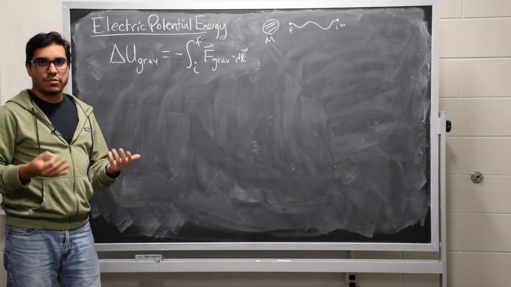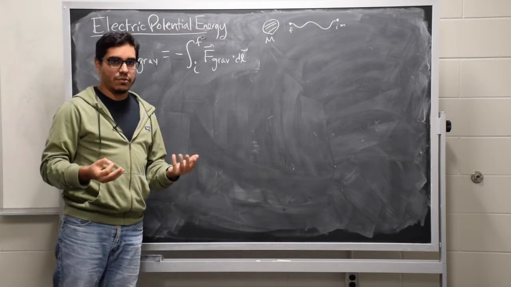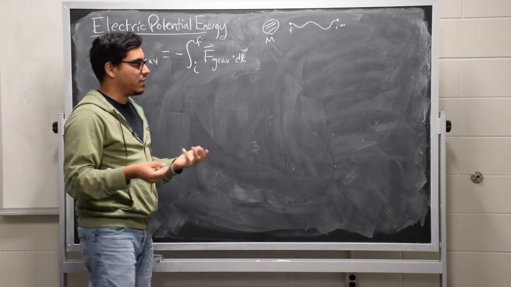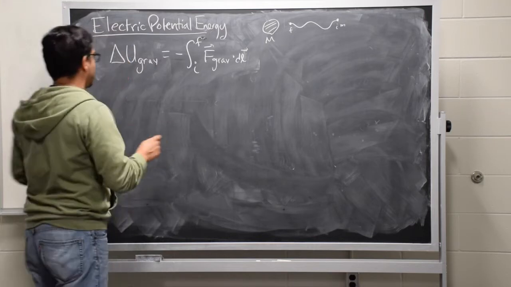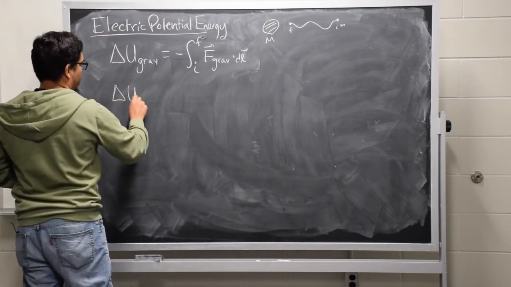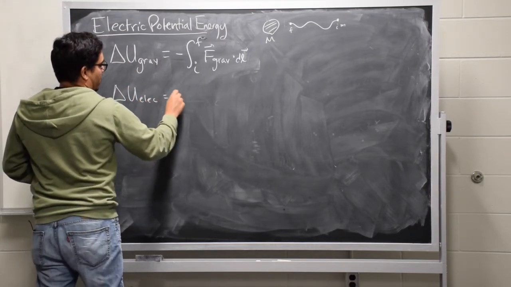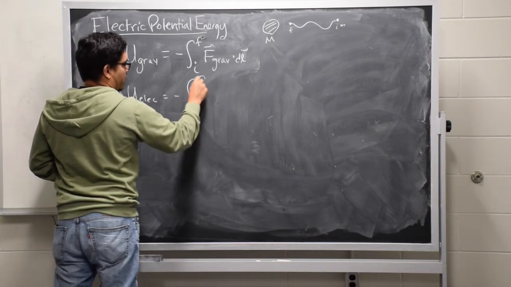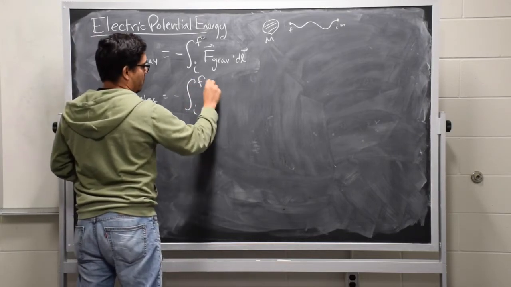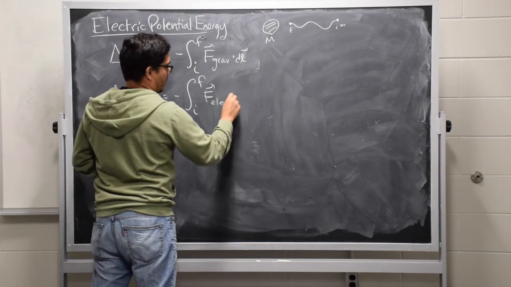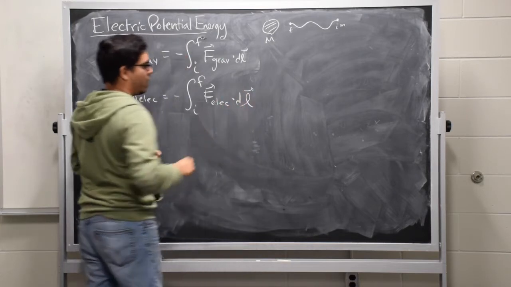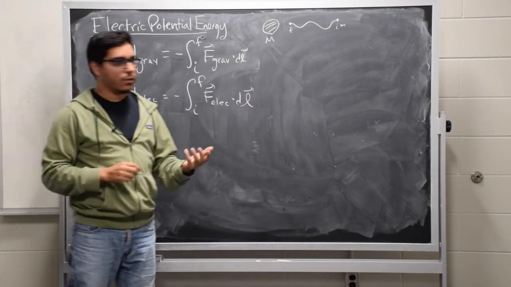And we're going to find that that's still true for the electric force. It's a conservative force and it still operates in exactly the same way. So the description that we're going to have for the electric potential energy is going to be minus the integral from the initial location to the final location of the electric force that acts on a particle along the path that the particle takes.